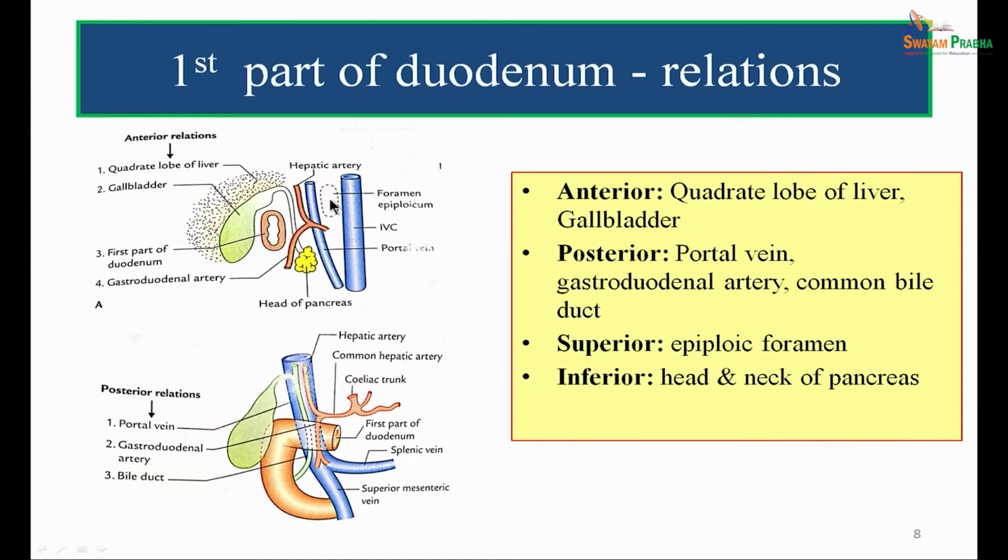Superiorly it is related to the epiploic foramen or foramen of Winslow, and inferiorly it is related to the head and neck of the pancreas. Going through the relations once again, anteriorly it is related to the quadrate lobe of the liver and the gallbladder, posteriorly related to the portal vein, gastroduodenal artery and the common bile duct. Superiorly it is related to the epiploic foramen, inferiorly it is related to the head and neck of the pancreas.